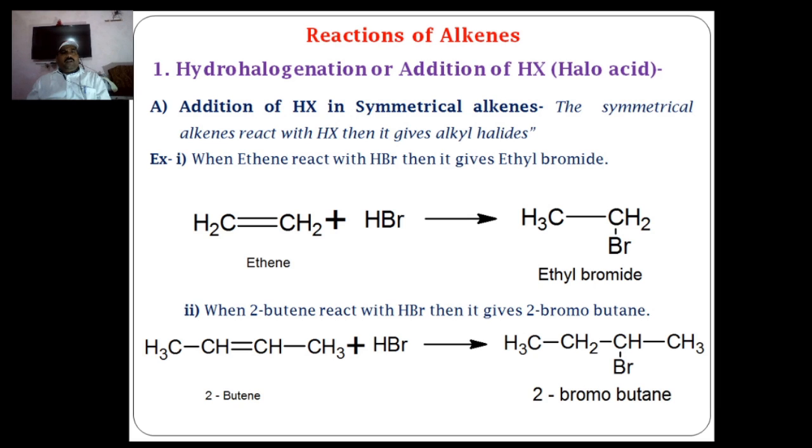Now in case of symmetrical alkene, there is a simple reaction. A symmetrical alkene reacts with HX or halo acid, then it gives alkyl halide. Simple. For example, ethene reacts with HBr, then it gives ethyl bromide. One more example, 2-butene reacts with HBr, then it gives 2-bromobutane. Now this is the addition of HX in symmetrical alkene.